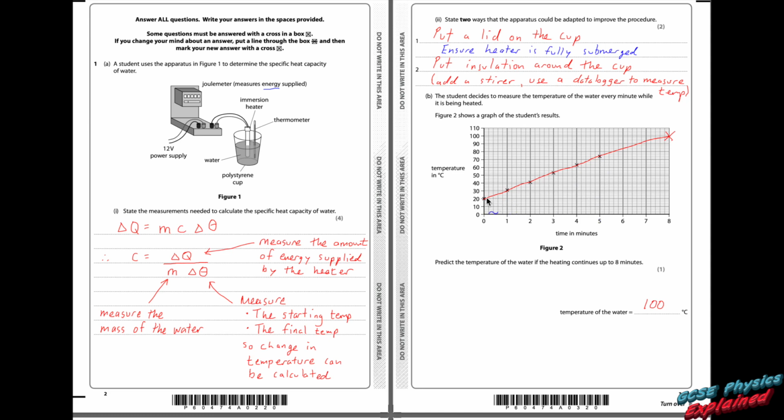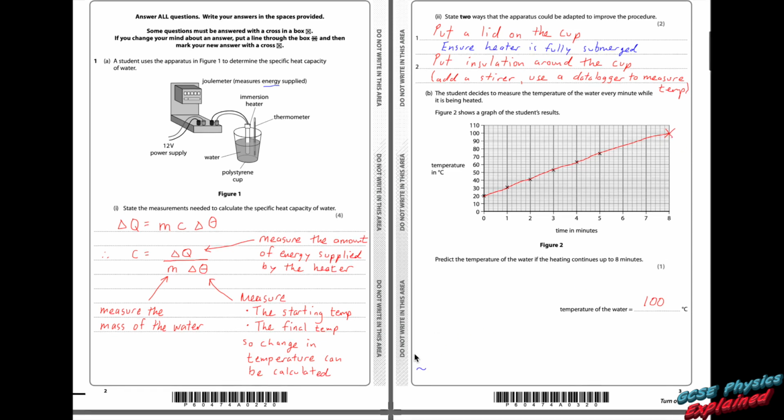But you can see 1, 2, 3, 4, 5, 6 results are enough to spot a pattern. So if we continue with that pattern or that trend, then it's going to roughly end up here. On 8 minutes, it's at 100 degrees C. And the examiners will always accept a little range of answers.